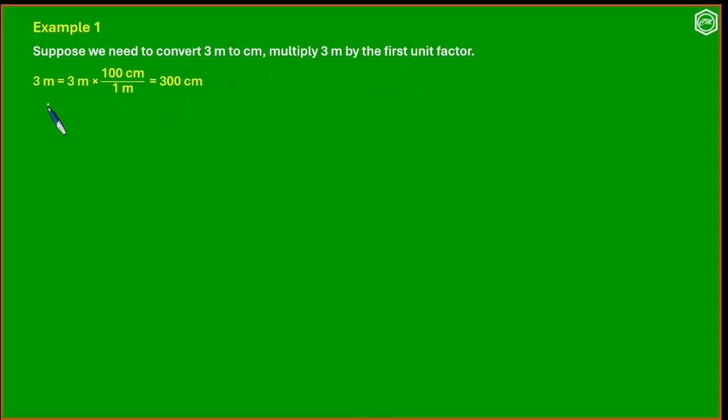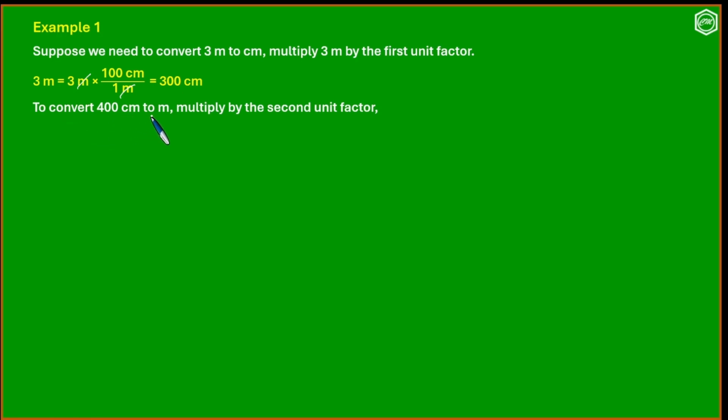Consider some examples. Suppose we need to convert 3 meter to centimeter. For that, multiply 3 meter by the first unit factor. That is, 3 meter is equal to 3 meter into 100 centimeter by 1 meter. So meter and meter get cancelled, and the answer will be 300 centimeter.